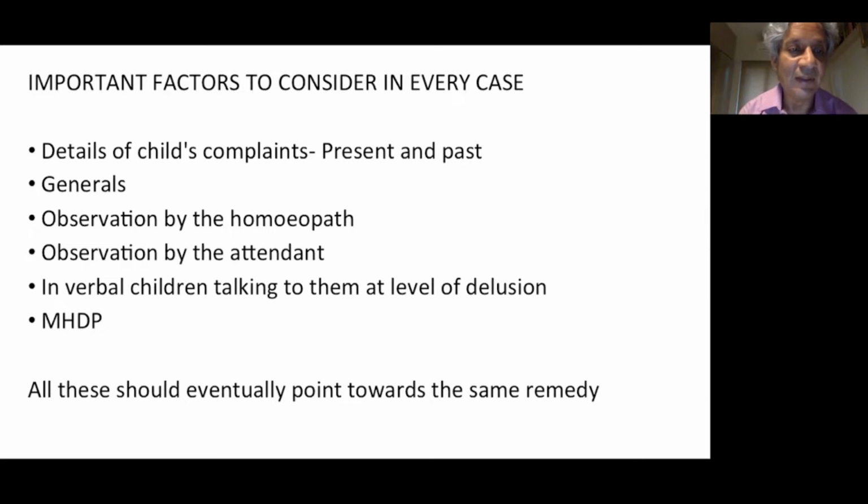Then comes the generals. That means the appetite, thirst, urine, stool, sleep, position in sleep, perspiration, where it is, where not, all the generals of the child, whether he's hot, chilly, he covers, doesn't cover, he drinks water, not, etc., etc. Then your observation, when you see the child, what do you observe?